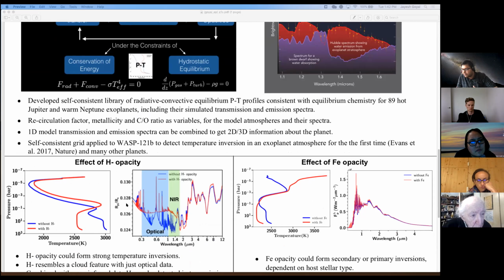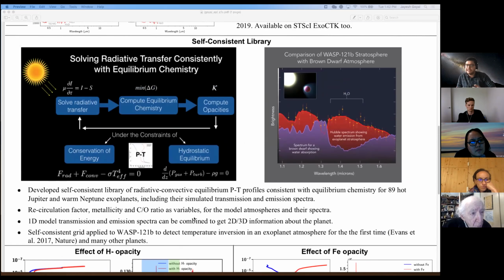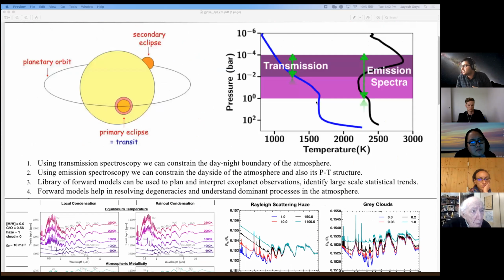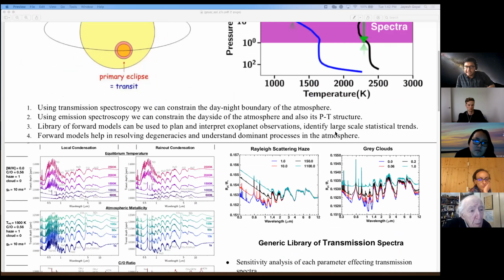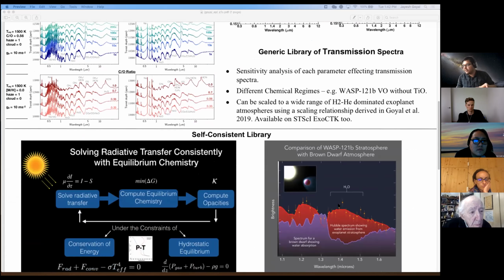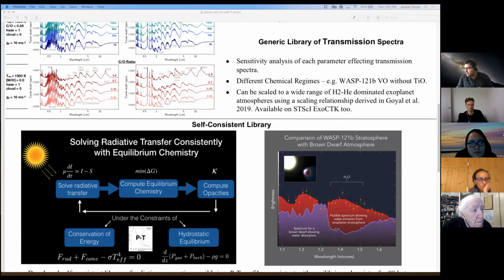When you have a thermal inversion, so what will happen is when the radiation that is emitted from the lower part of the atmosphere... in this figure, this is without thermal inversion, this is with thermal inversion. Without thermal inversion, the radiation emitted from the lower part of the atmosphere, which is hotter, will be absorbed in the upper part of the atmosphere. So you see an absorption feature like this, which we see in many of the brown dwarfs.